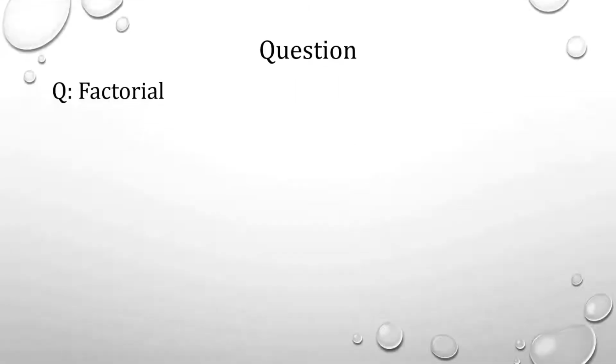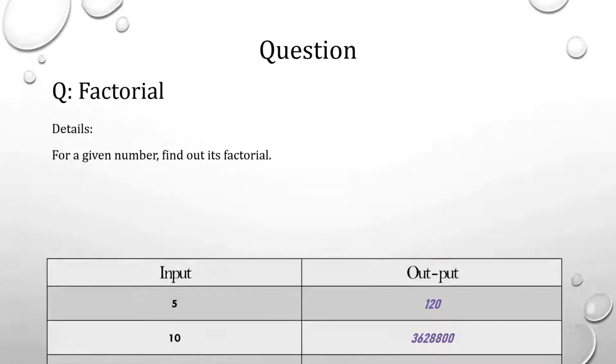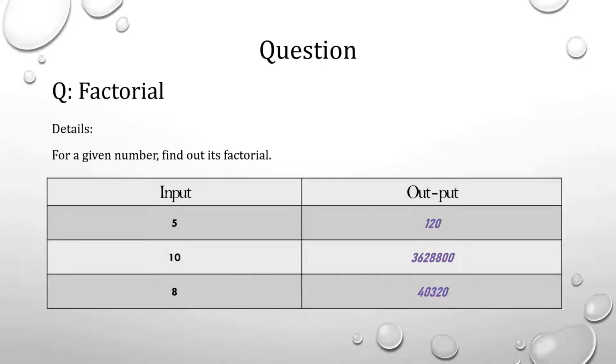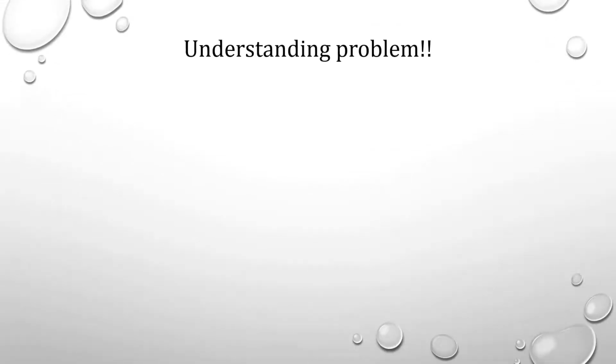Our problem today is related to factorial, so let's have a look at the details. We are given a number and we need to find its factorial. The input to our program is going to look like this: we could have 5, 10, 8, followed by the output. For 5 it's going to be 120, and for 10 and 8 we would be dealing with quite big numbers. So let's try to understand our problem.